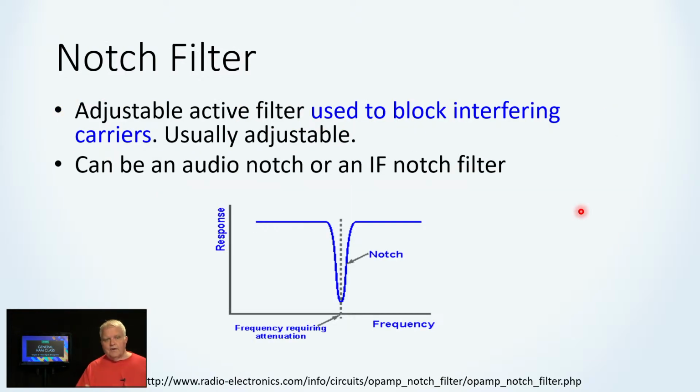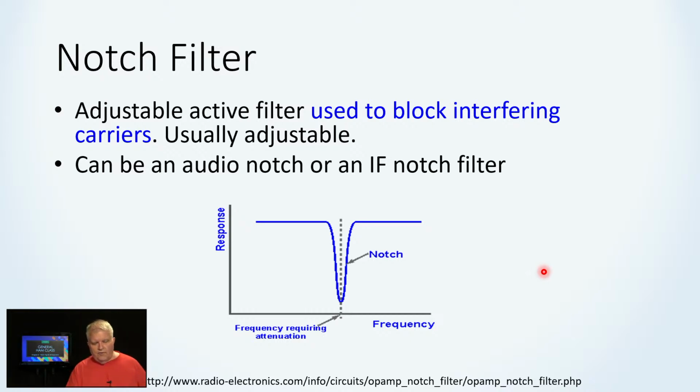Notch filters are kind of handy if you've got an interfering carrier that is giving you a whine or a beat in the signal you're trying to receive. You can notch them out. You can adjust it and actually reduce the gain at just that one frequency. They can be in the audio stages or they can be in the IF stages. Audio notch or IF notch. That's a notch filter that's used to remove an interfering carrier.